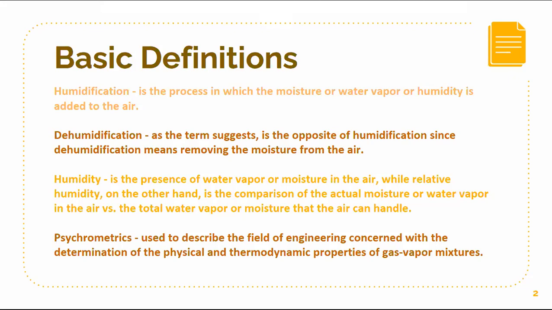The study related to the use of the psychrometric chart is what we call psychrometrics. It is used to describe the field of engineering concerned with the determination of the physical and thermodynamic properties of gas and vapor mixtures. The gas that we're referring to here is most of the time air, and the vapor is the water vapor that this air holds. Now we move on.